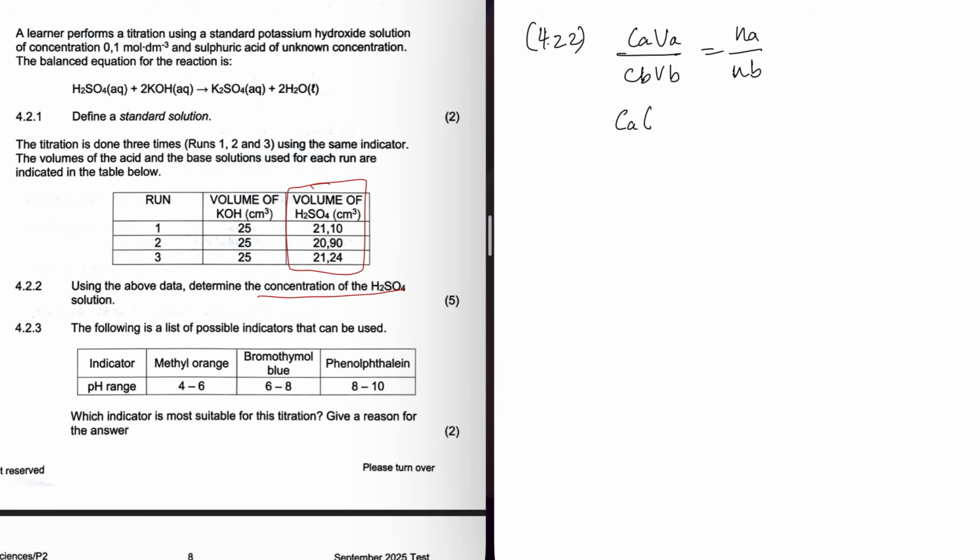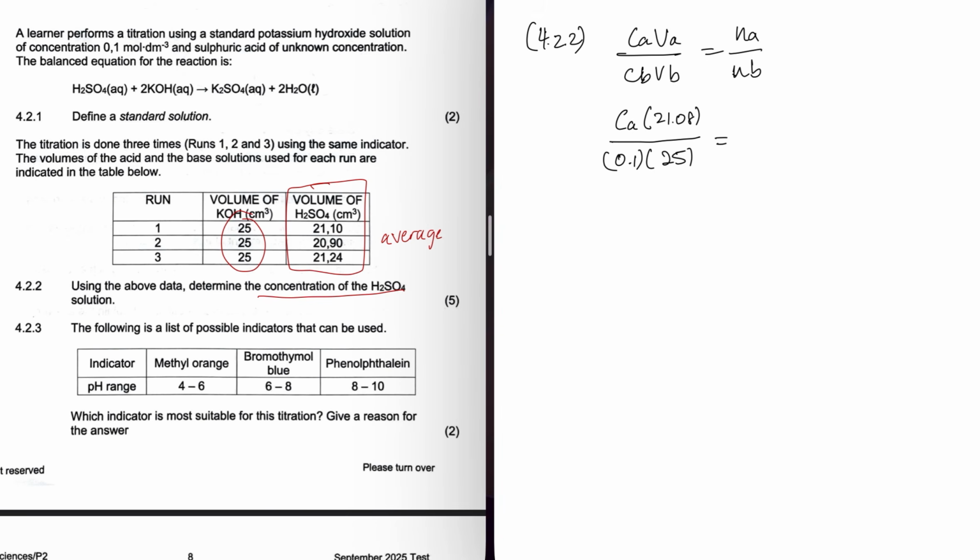Now, which value do we take? What we need to do here is take the average. So to get the average, you add all of them and divide by 3. So 21.1 plus 20.9 plus 21.24, and you take the average, that's 21.08. Now, the benefit of using this equation is that we don't even need to convert to dm cubed. So divided by, well, the concentration of the base was 0.1. The volume of the base, you can see here, is 25.